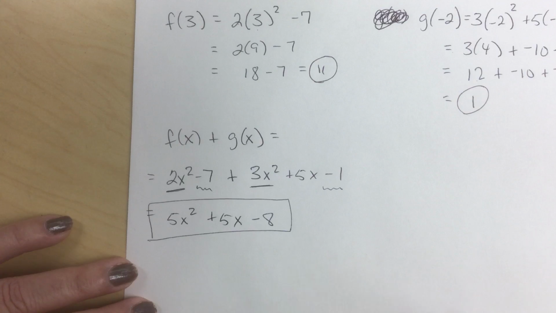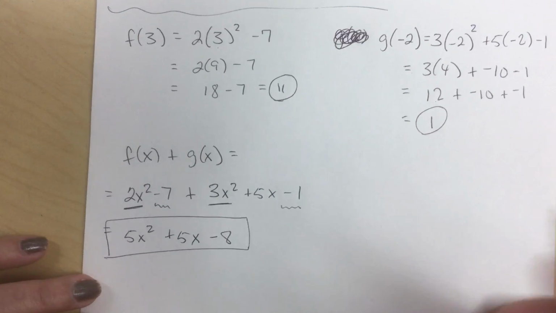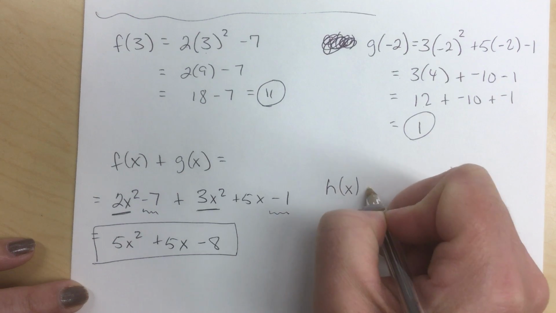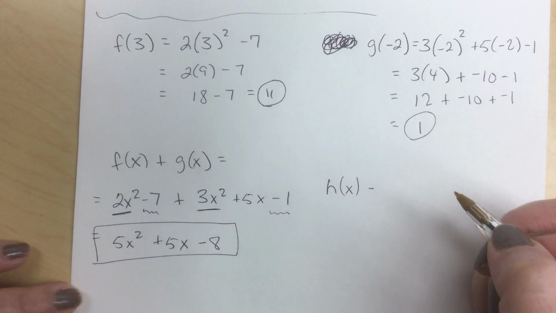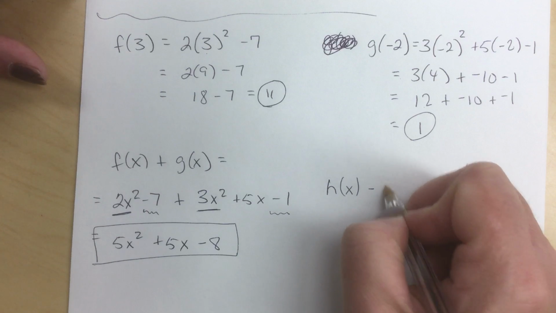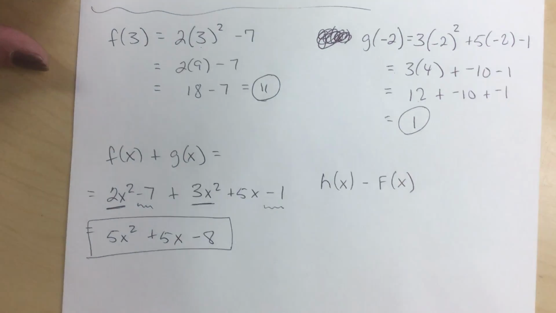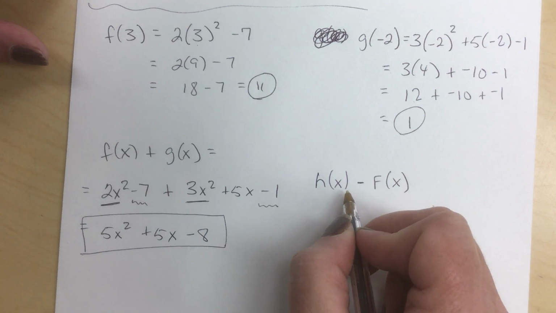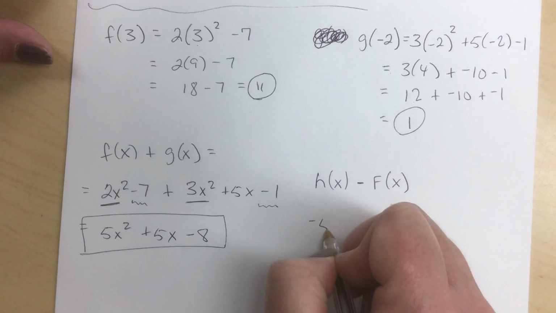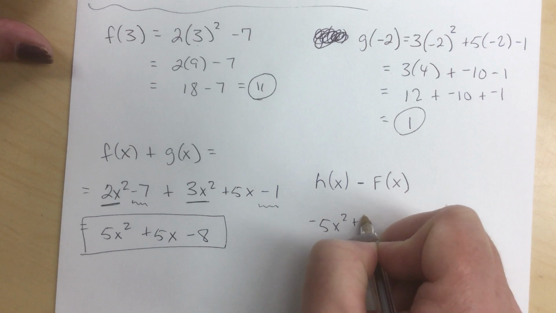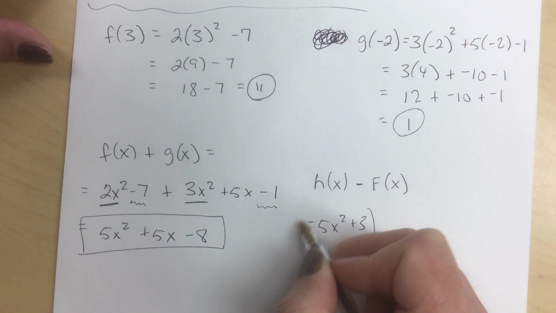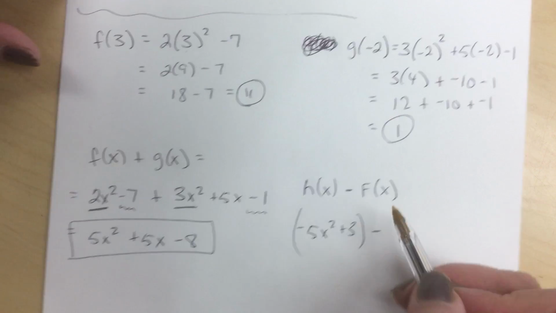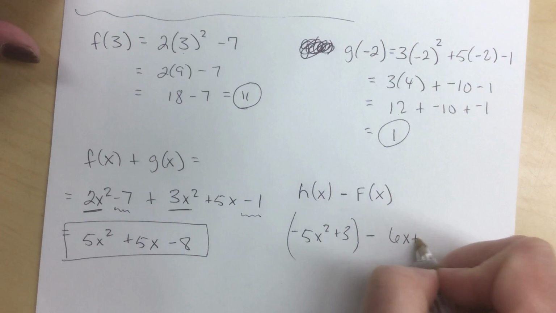Okay. Let's say we have h of x minus, say, capital F of x. You have to remember that this minus goes with the whole thing. So h of x is negative 5x squared plus 3. And if you want to put that in parentheses, you can. Then minus, and then capital F of x is 6x plus 2.